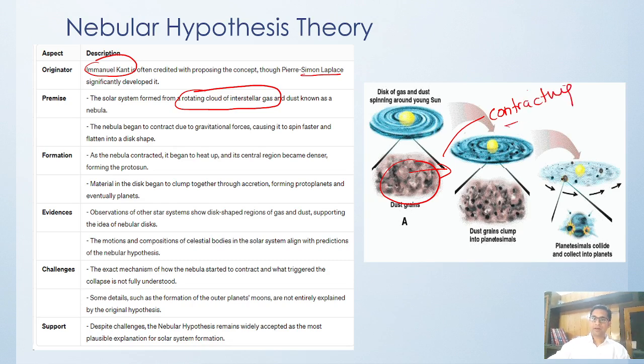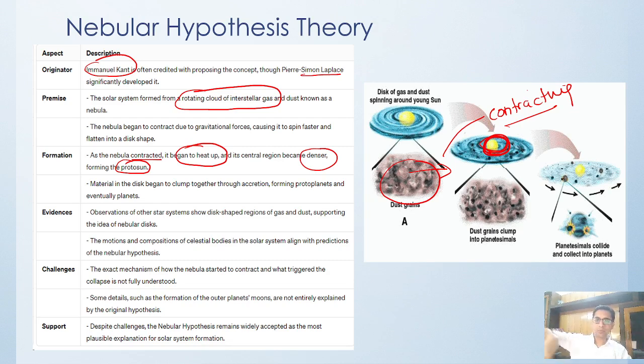As the contraction began, there was a heat up, and the matter nearby that area became denser. Earlier the matter was far apart, so it was less dense. When the matter comes nearby, it becomes denser. So it led to the formation of the proto-sun. When the matter came together, it created a proto-sun.